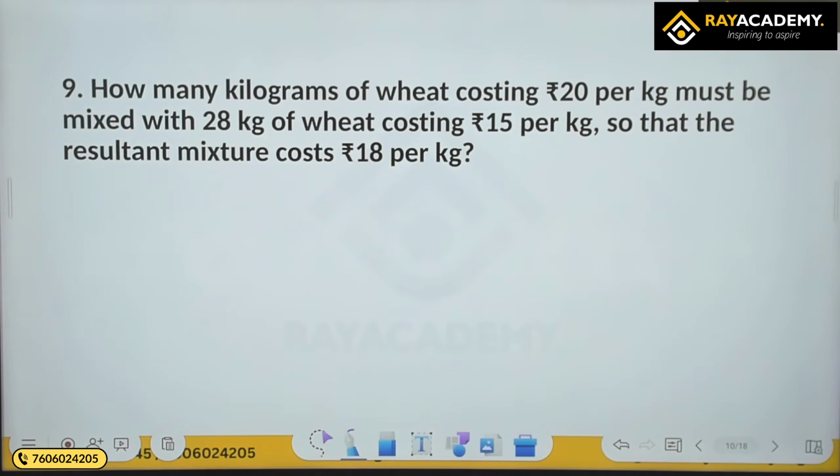Now come to question number 9. How many kilograms of wheat costing 20 rupees per kg must be mixed with 28 kg of wheat costing 15 rupees per kg so that the resultant mixture costs 18 rupees per kg? This question you can do by two methods: the regular average method or the alligation method. The alligation method is quick and will help you solve the question within a fraction of a minute. But I will explain both methods. Whichever is convenient for you, you can apply that.